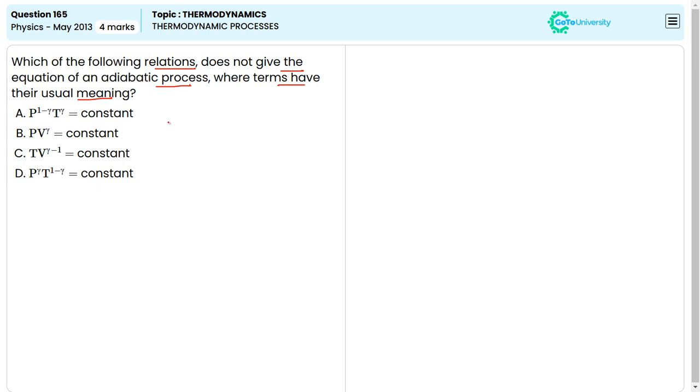So we know that the adiabatic process is PV to the power of gamma is equal to constant. So that is option B. It is not the answer, so this is a correct equation.